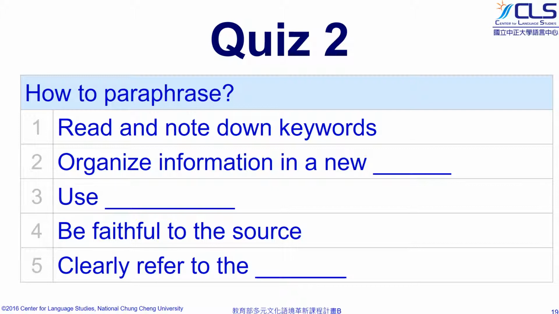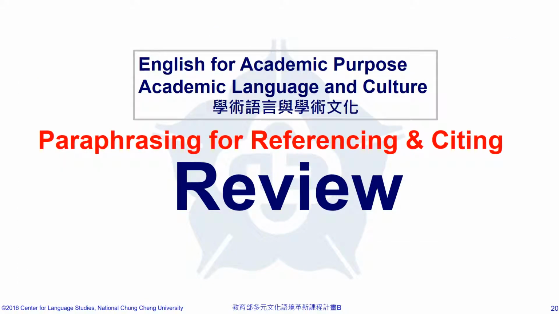The answers to methods 2, 3, and 5 are organizing information in a new order, using synonyms, and clearly referring ideas to the source. Now let's review our lesson on paraphrasing for referencing and citing.